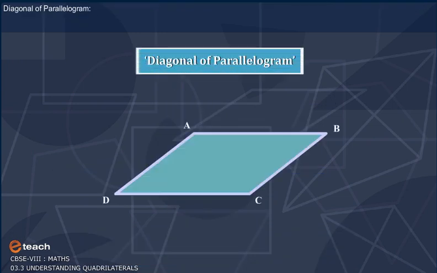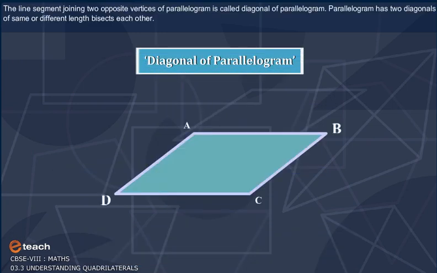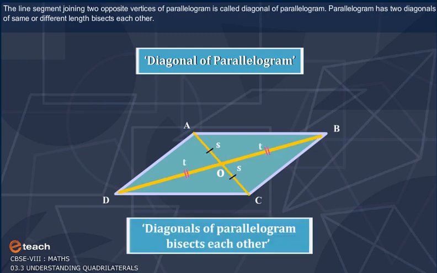Diagonal of parallelogram. The line segment joining two opposite vertices of a parallelogram is called a diagonal of the parallelogram. A parallelogram has two diagonals of the same or different length bisecting each other.